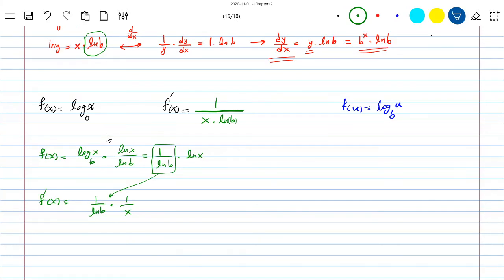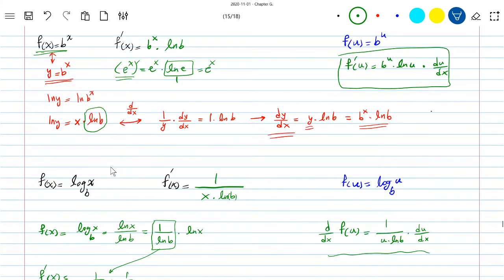Similarly, if f is a general function, a function of u, and you want to take the derivative with respect to x, then you can say the derivative of log u base b would be 1 over u ln b multiplied by u prime, or du with respect to dx. Again, this is just a chain rule. This is the chain rule implemented on the general log function. The derivatives are very similar.